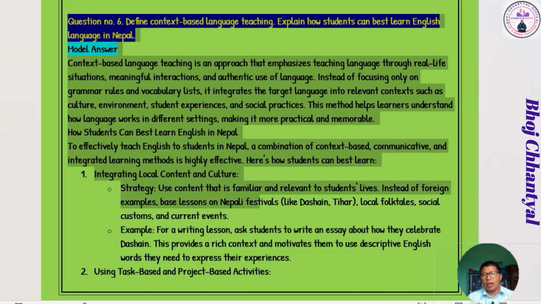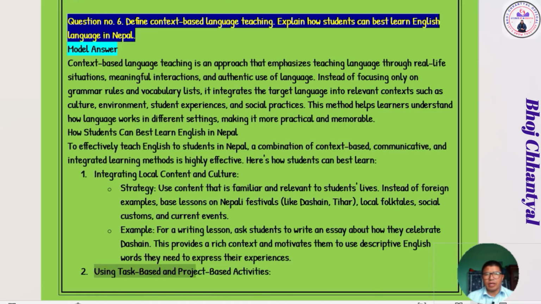Base lessons on Nepali festivals like Dashain, Tihar, local folk tales, social customs, and current events. Example for a writing lesson: ask students to write an essay about how they celebrate Dashain. This provides a rich context and motivates them to use descriptive English words they need to express their experiences.